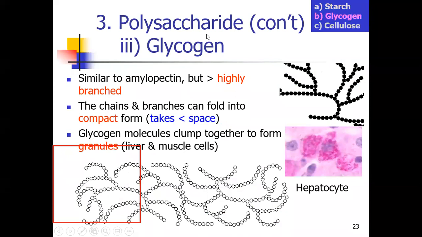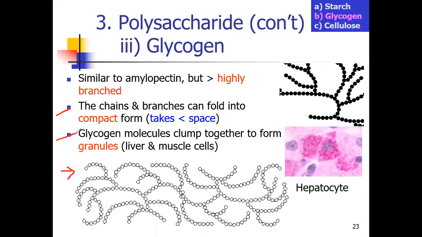Now, what about glycogen? Glycogen is similar to starch. The only difference is that glycogen is more highly branched than the amylopectin of the starch. The chains and branches can fold into a compact form. So like here, this is highly branched, right? This is an example of a glycogen molecule. In a small space, there are so many branches of the chain that can occupy it, so the whole structure is very compact and takes up less space.